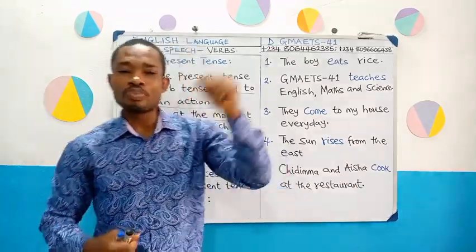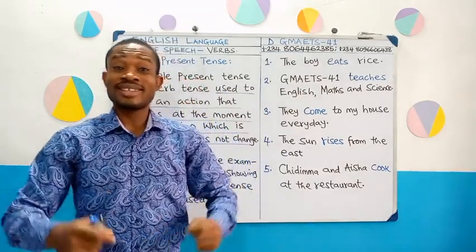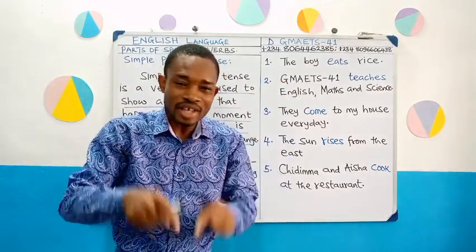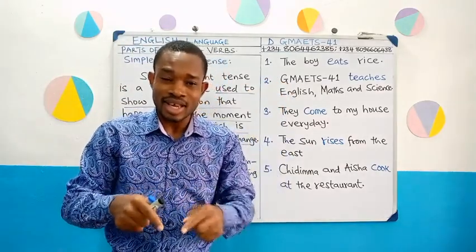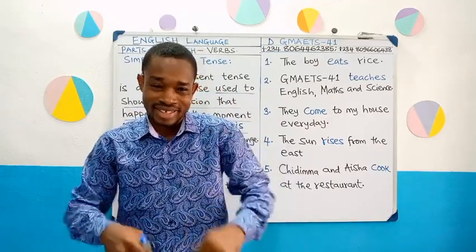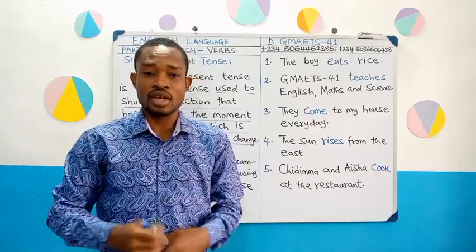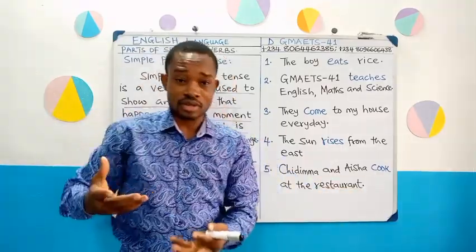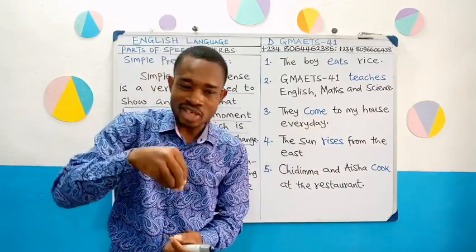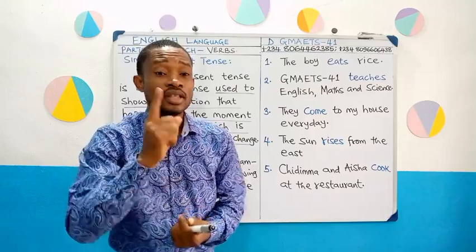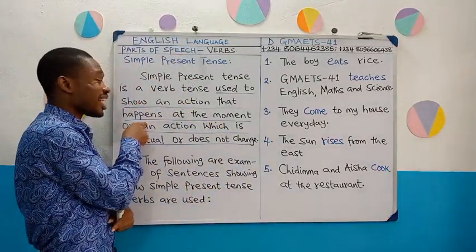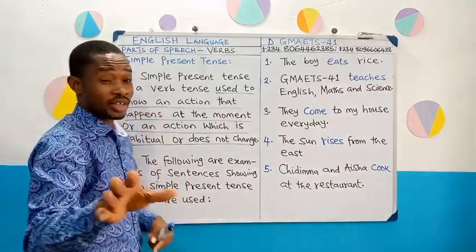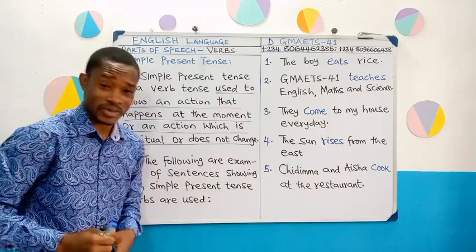When you use simple present tense, it doesn't mean that when you are making that statement, that action is happening at that particular time you are saying it. It could be that it's happening within the time being, that is within that period. But it may not be that particular time that you are saying it. That is why I didn't use the words happening at the moment. I used the word happens at the moment. I'll explain that better with the examples we have here on the board, okay?